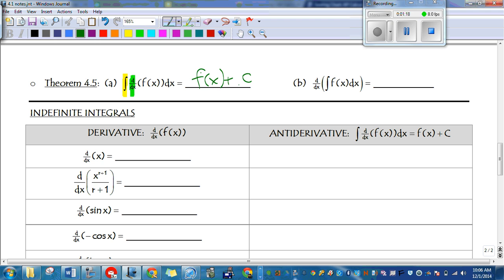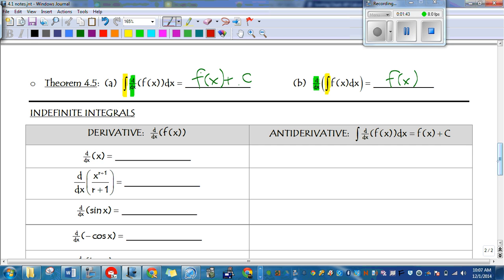For this one, again, we have those opposites, the derivative and the antiderivative. But this time, it does end up being just f of x. Because we do the antiderivative first, so that we'd have a plus c involved. But then when we take the derivative of a constant, it is 0, so it cancels out. Again, we'll kind of come back to these two theorems as the chapter goes on.